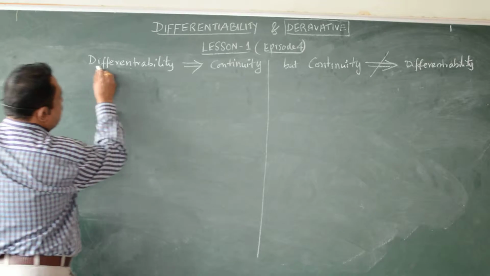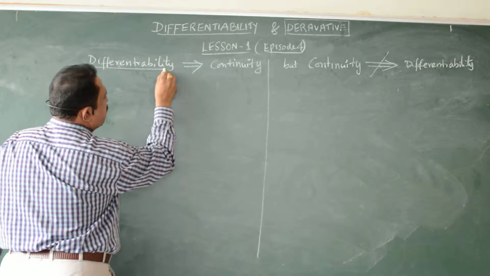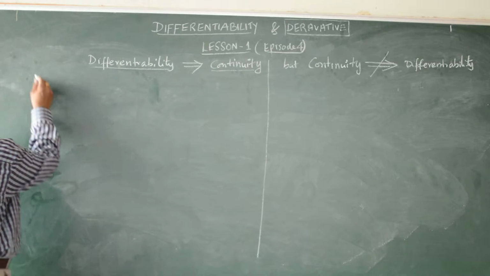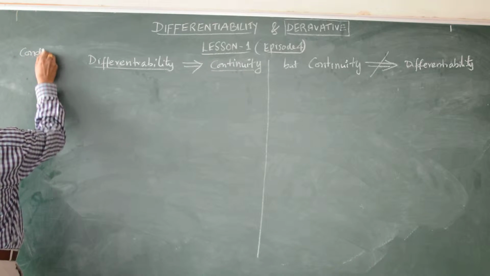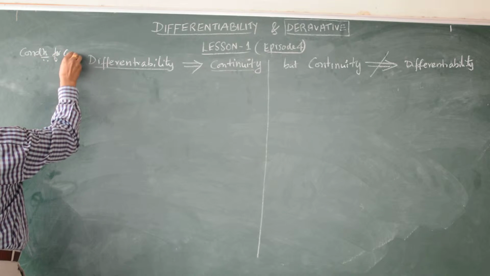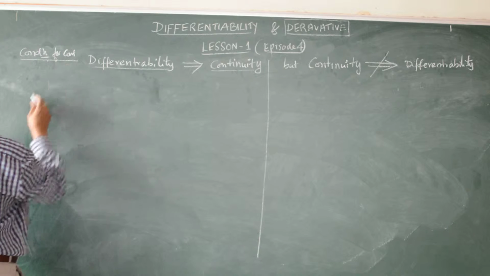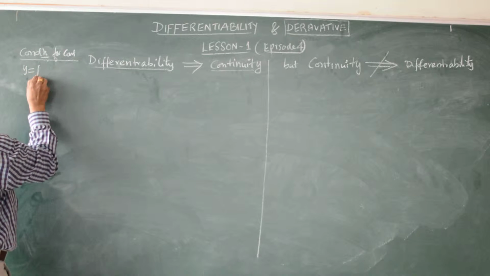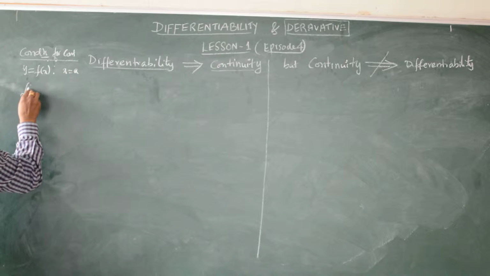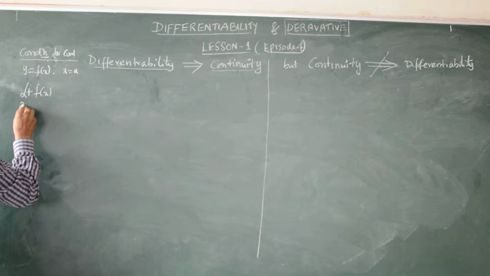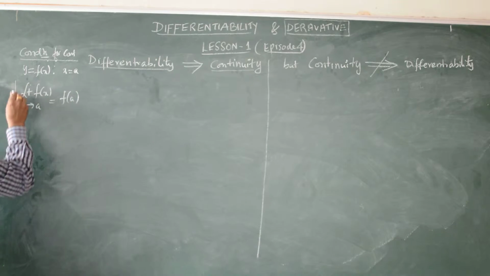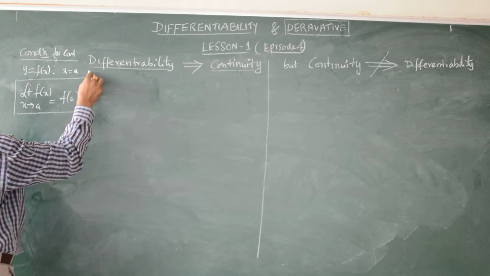Now it is given that the function is already differentiable. So we should prove that it should be continuous also. Do you know the condition for continuity? A function y is equal to f of x is said to be continuous at x equals a if the limit of the function f of x as x tends to a is equal to f of a. This is the basic condition of continuity.